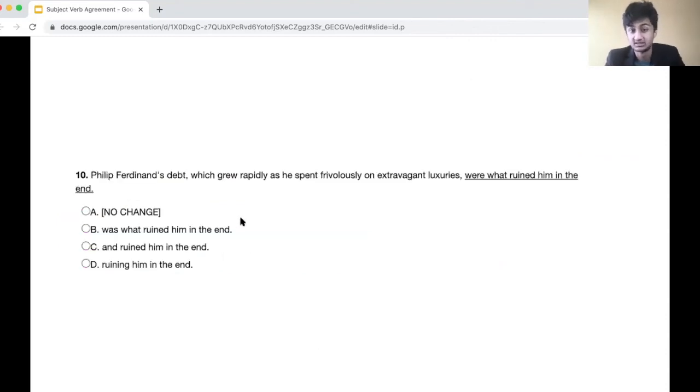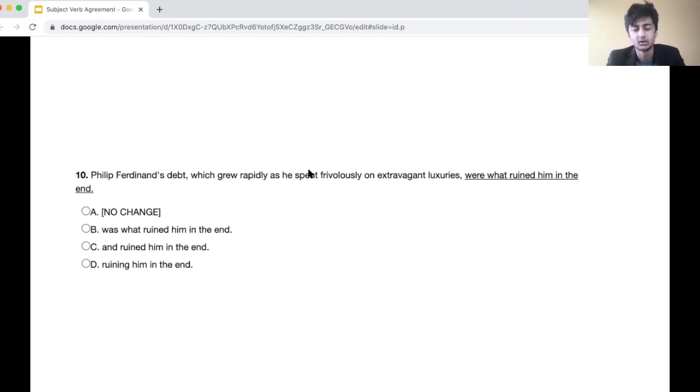Philip Ferdinand's debt, which grew rapidly as he spent frivolously on extravagant luxuries, were what ruined him in the end. Take a minute and try to understand this phrase right here. Try to answer the question for yourself.